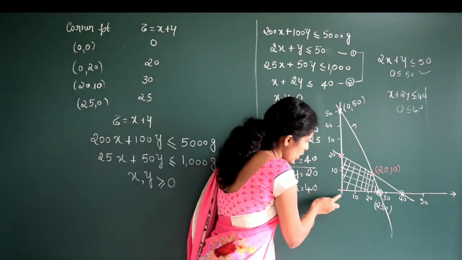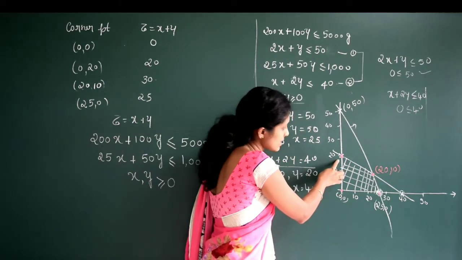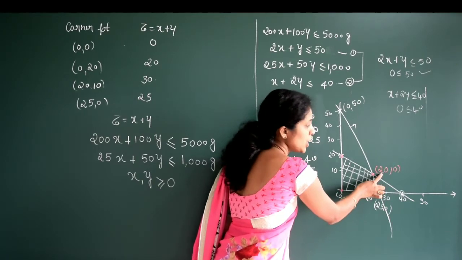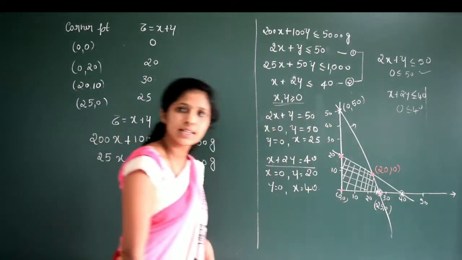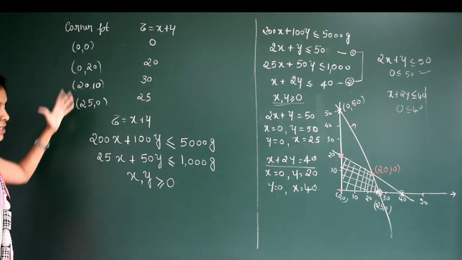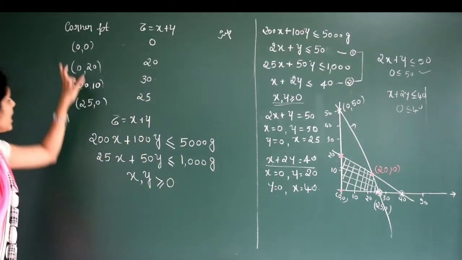So now what are the corner points here? This is 0, 0. This will be x-axis 0, y-axis 20, and this point, check in your graph, will be 20 and 10, and this point will be 25 and 0. Those are the corner points. So we need to substitute those corner points. Actually, this is an important problem. Okay. See here.